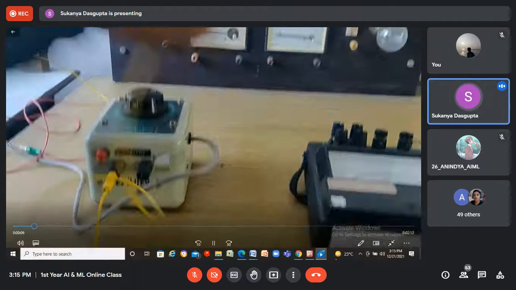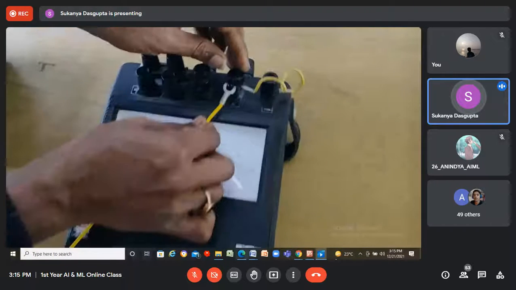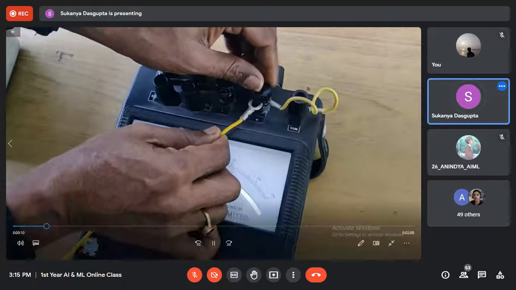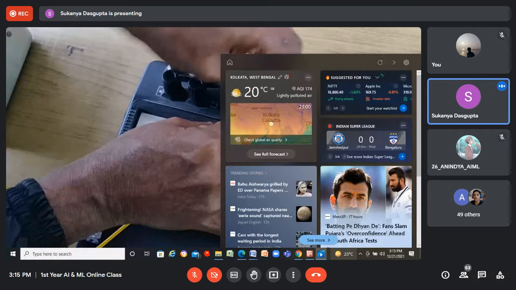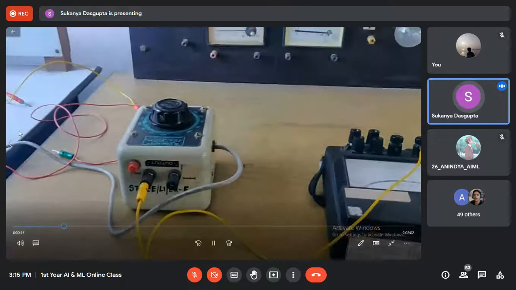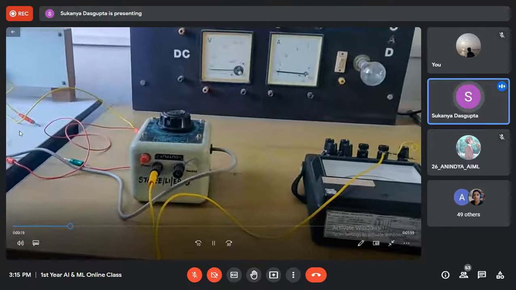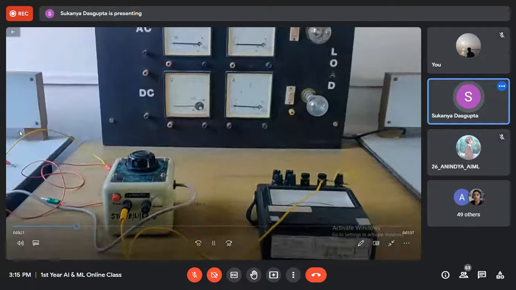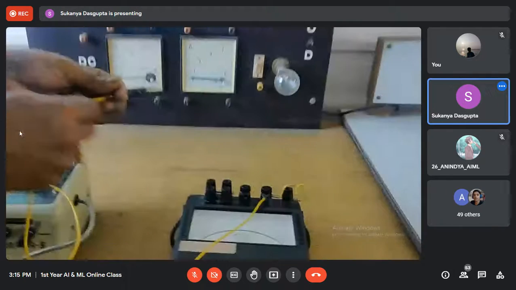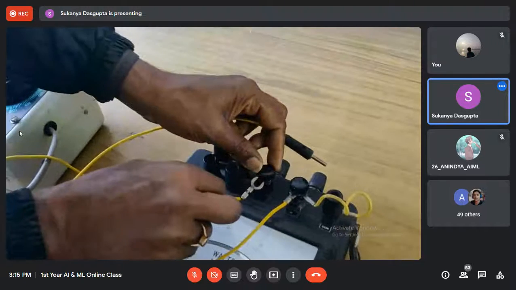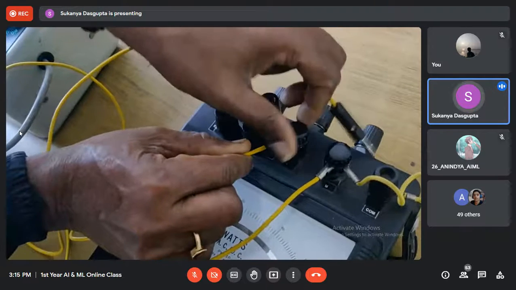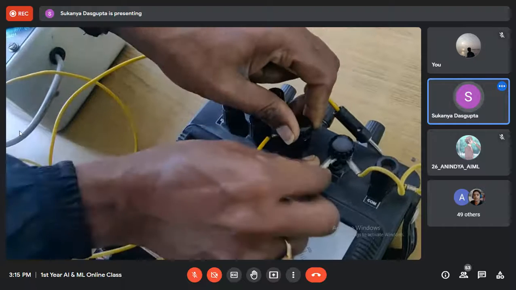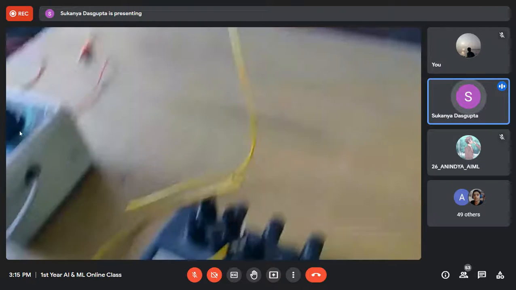Phase 2, wattmeter main, load in, into ammeter.